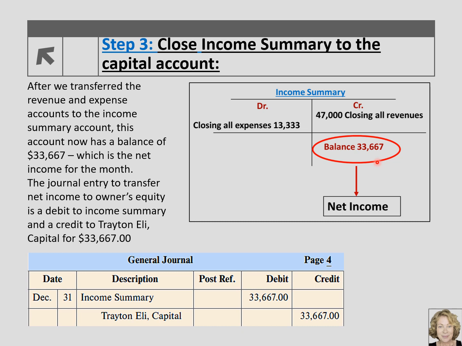We debit income summary first for $33,667 and then credit the Trayton Eli capital account. Let's write that journal entry into our general journal. We'll write the date into the date column. And next we'll write income summary into the description and the amount of $33,667 into the debit column. On the next line, we slightly indent and write Trayton Eli Capital into the description column and the amount of $33,667 into the credit column.